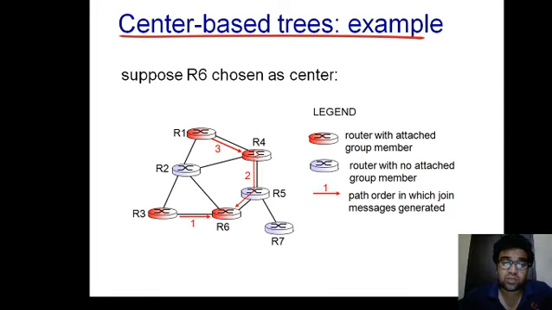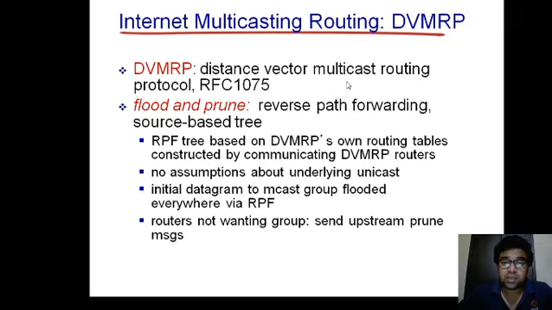And once you are done with this tree, you can easily disseminate your information with the help of the class D address, which represents the complete group members of that multicast group. So that is how it's done. And the protocol which we use for multicasting is DVMRP. It stands for distance vector multicast routing protocol. It comes under RFC 1075, and this is the protocol which is used for providing multicasting.